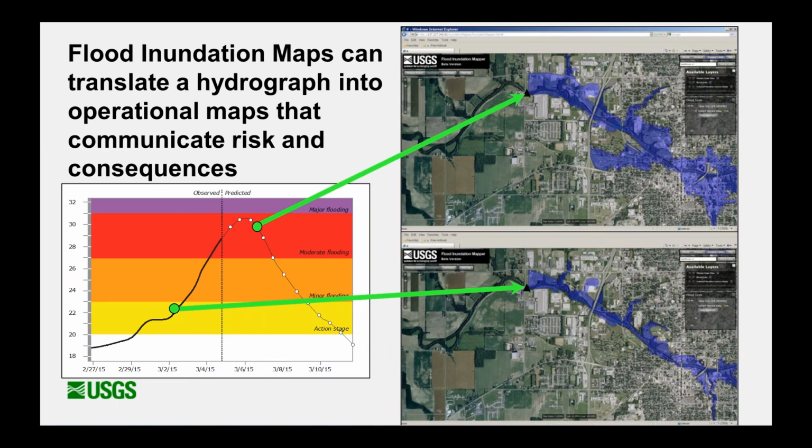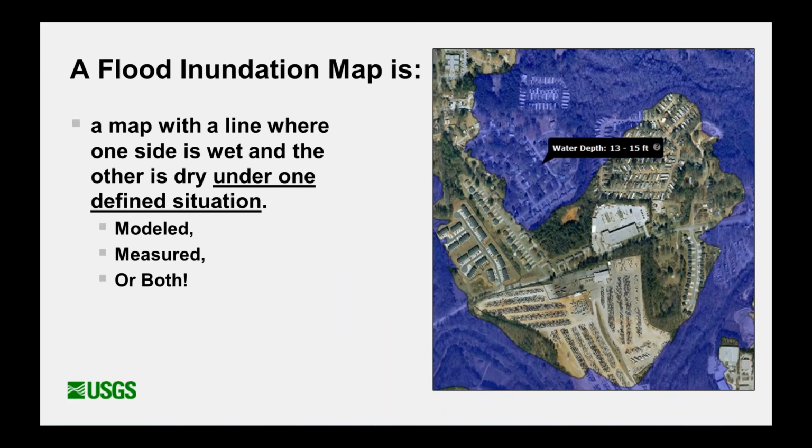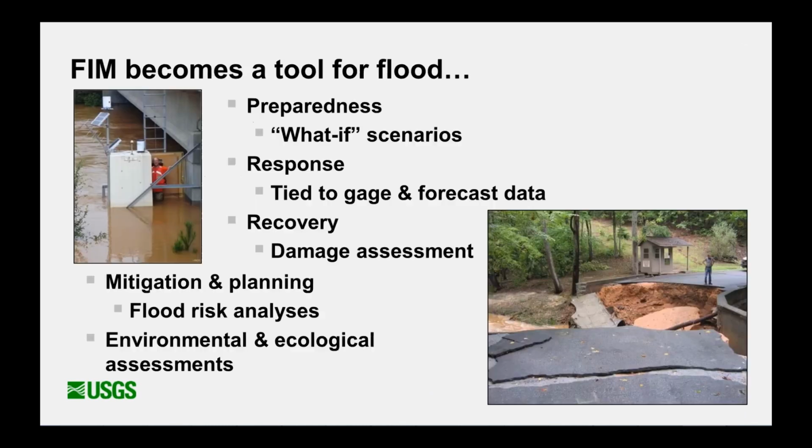I'm going to start with the very basics, which seems really simple, but the variety of ways we make flood inundation maps has to do with how we define one. At its most basic, it's a line where one side is wet and one side is dry under one defined situation. And I think the key with communicating risk is understanding what defined situation that map was created for or from. And we might want to make flood inundation maps for a lot of different reasons.